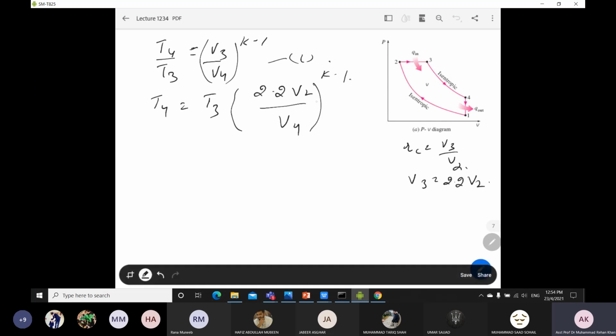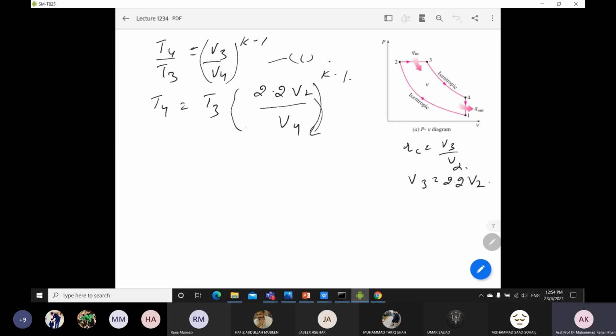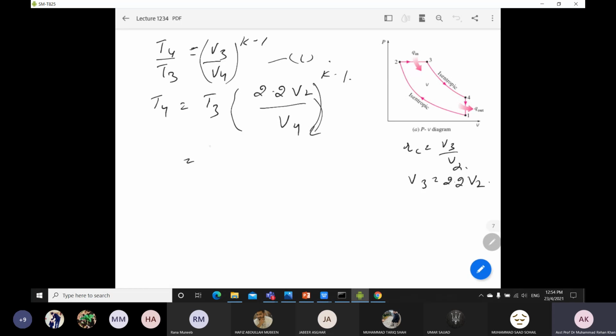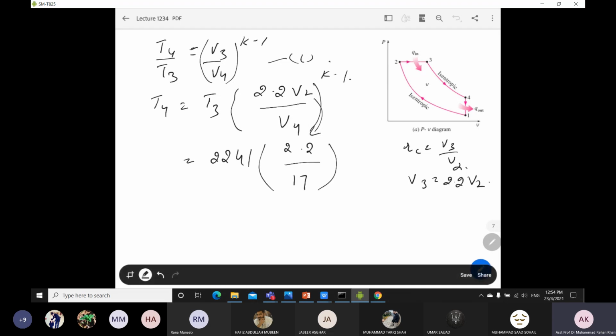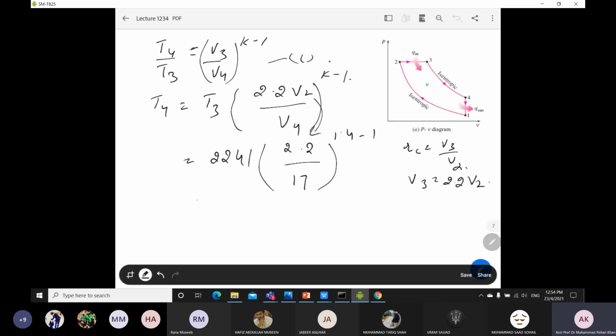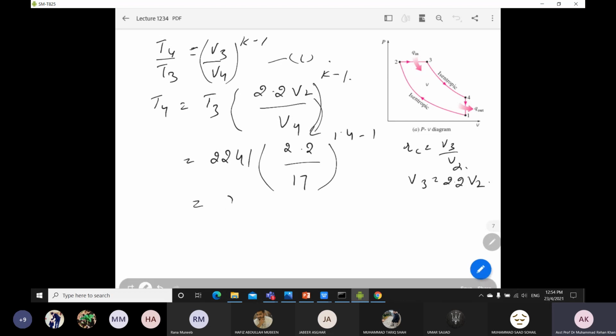Okay, so as you already know, if you move V2 to the denominator of V4, it turns out to be the compression ratio. So from here you can just put the value of T3, 2241, times 2.2, and in the denominator it will be the compression ratio which is given in your question, all to the power 1.4 minus 1. Okay, so this turns out to be 989.2 Kelvin for your T4.